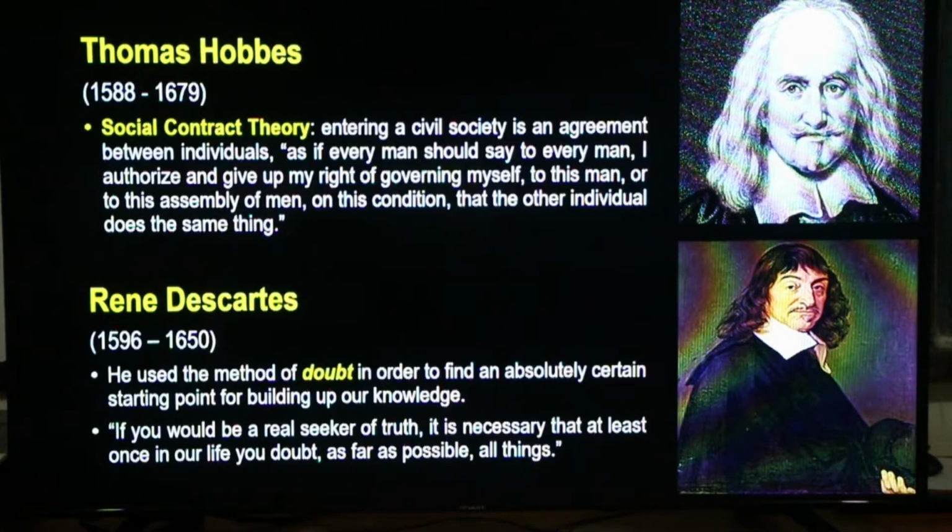For Thomas Hobbes, there is no such thing as absolute freedom when we live in a society, because living in a society means that we have to surrender some of our rights for purposes of preserving social order and harmony.